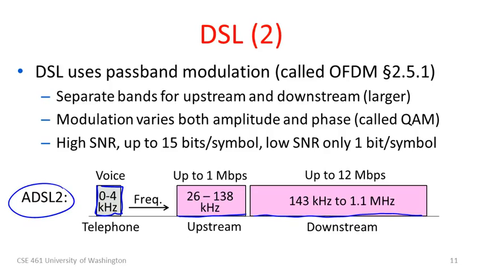The A in ADSL stands for asymmetric. This asymmetry is deliberate to allow you to download information from the internet faster than you can send it. The modulation that's used inside these bands varies both the amplitude and phase of the different carrier signals. It's called QAM. You don't need to remember that though.